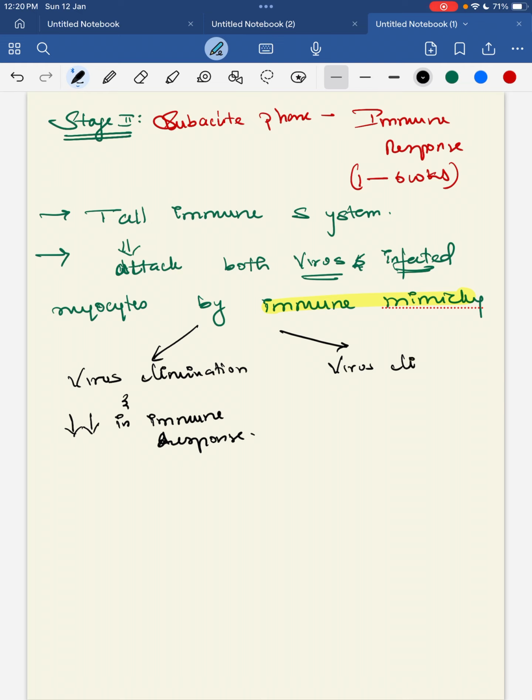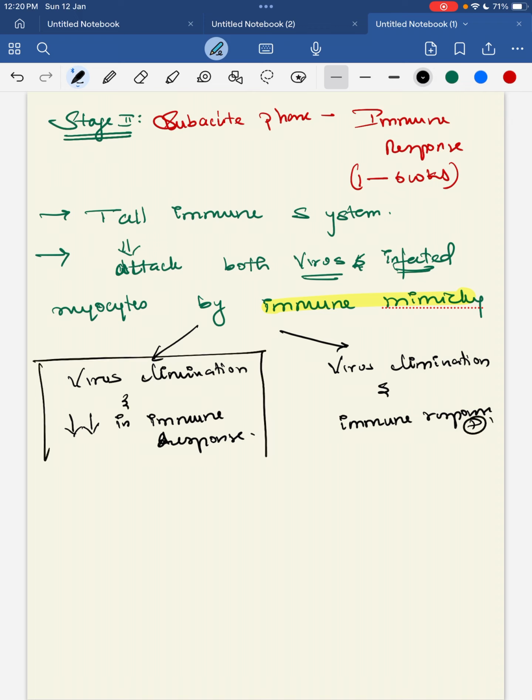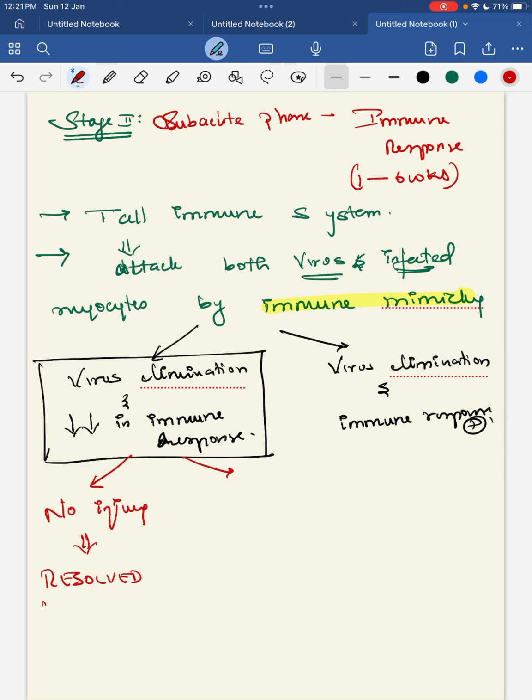Supposing in the first situation, there is a virus elimination and a decline in immune response, you can have two sets here. One, there will not be any injury. Once there is no injury, it is called resolved myocarditis. Or there can be injury and remodeling. Once there is injury and remodeling, the child will go into a chronic phase called dilated cardiomyopathy, right?